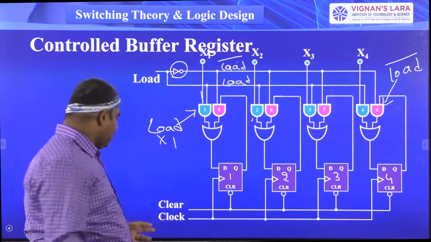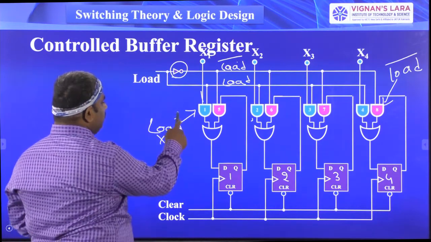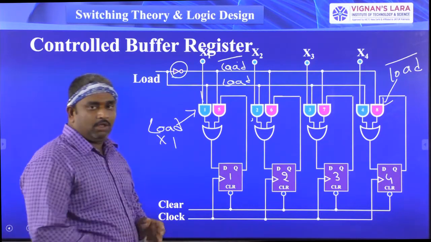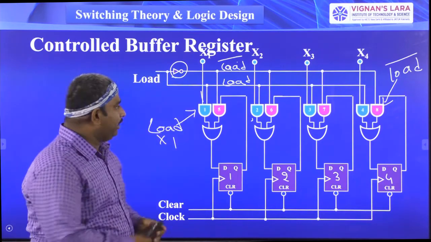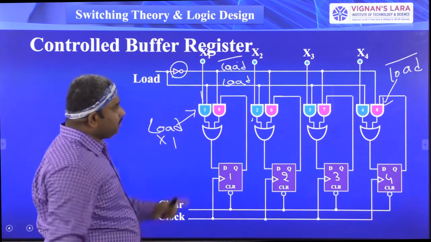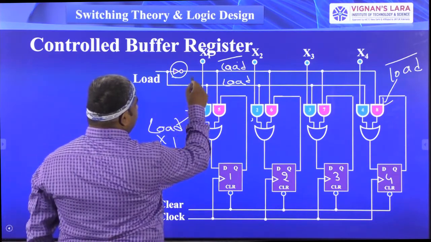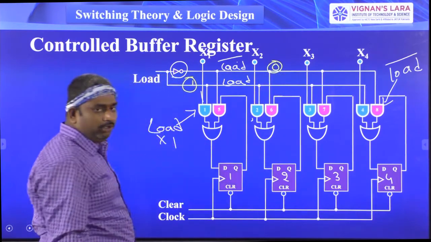Now we have to start the operation. Coming to that operation, when you are giving load equal to 1, this complete line is going to 1 and this complete line is going to 0.